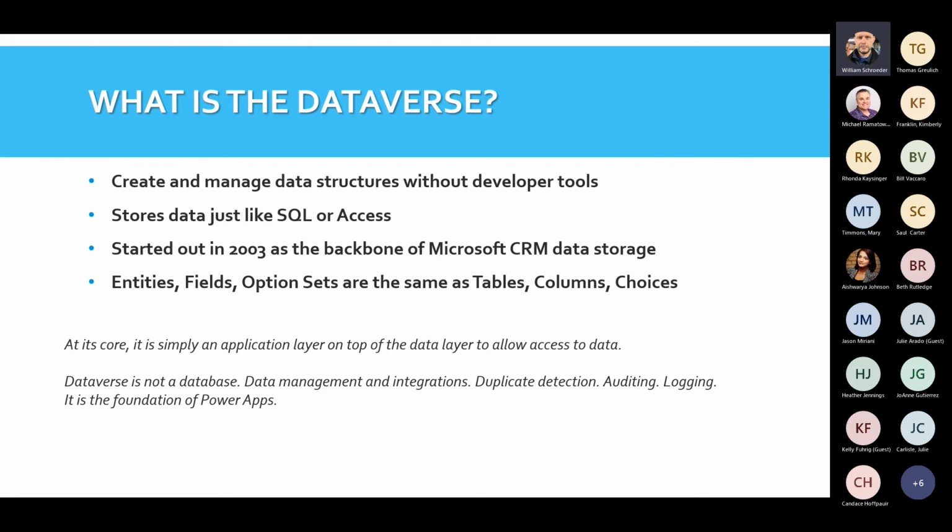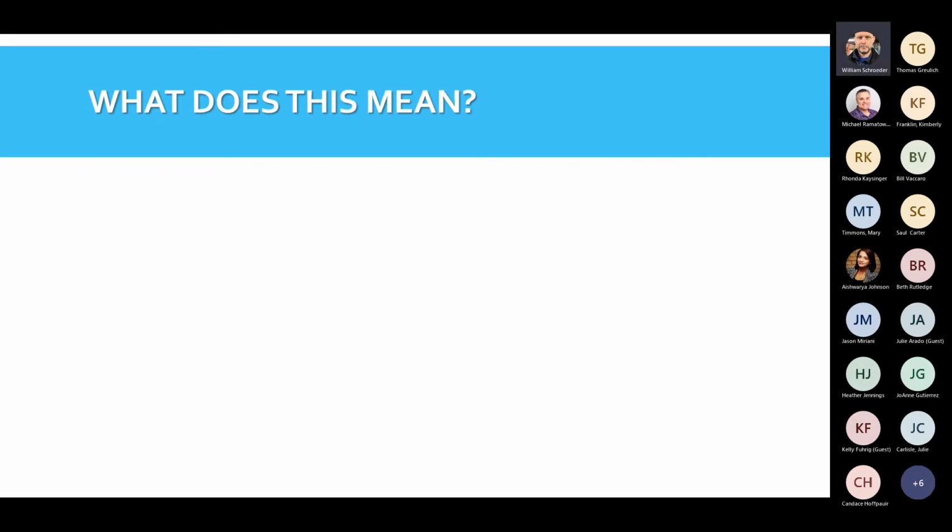You may know the terms entities, fields, and option sets, which are the same thing as tables, columns, and choices. It's simply an application layer that incorporates security, duplicate detection, things of that nature, on top of the data layer to access that data. It's not a database, though. It's just a conceptual model of data. Okay? All right, take a deep breath there.